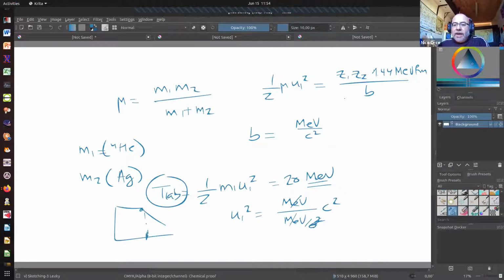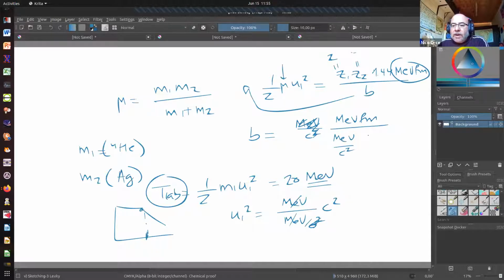So we go here, and again, B is gone there. Actually, let's start from the beginning. So B will be MeV Fermi, because this one remains there, right? These are the charges, which have no units. The charge of the alpha is 2, and the one for the silver, I don't know what this is right now. So B goes there, MeV Fermi stay there. Then we have down here MeV per c squared from the mu, and the U1 squared is c squared, right? So these units go away, and we only have the Fermi.